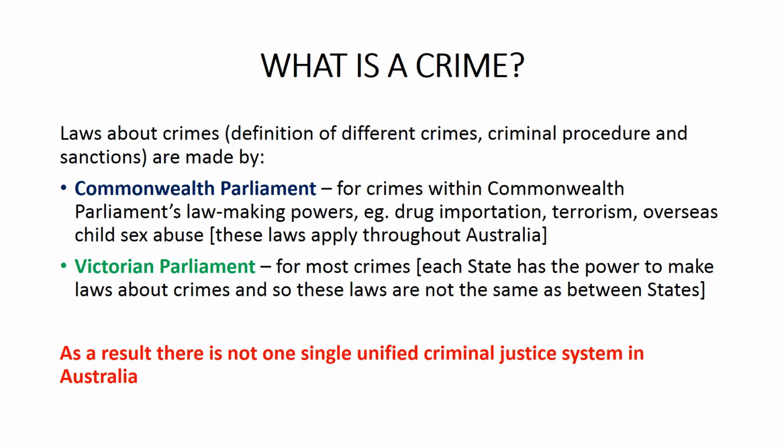However, most crimes that you'll be familiar with are contained in laws that are passed by the state and territory parliaments. These include murder, manslaughter, rape, kidnapping, burglary, and assault. These crimes can be different as between the different states and territories because each state and territory parliament is able to make its own laws about these kinds of crimes. As a result, there is not one single unified criminal justice system in Australia.